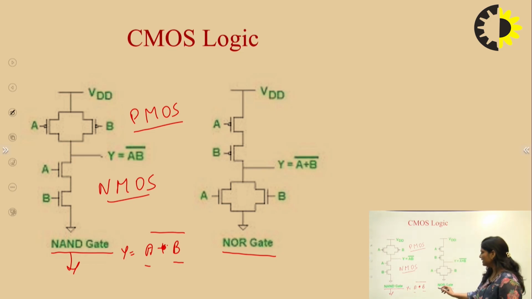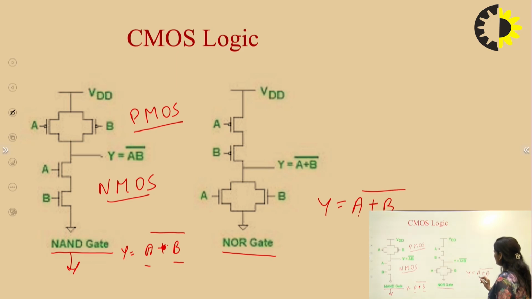Now here we are taking the case of NOR gate. So NOR gate means Y is equal to (A plus B) whole bar. It means two inputs are there. So A and B, in the case of NOR gate, A and B are connected in parallel in the NMOS, and in the case of PMOS, A and B are connected in series. So this is the designing of NOR gate using CMOS.